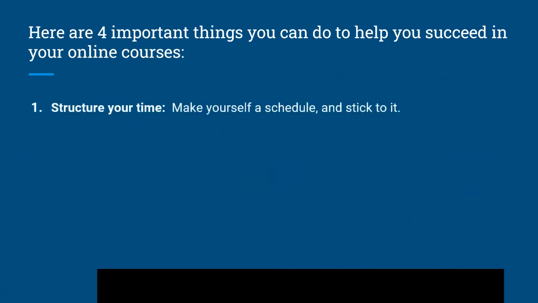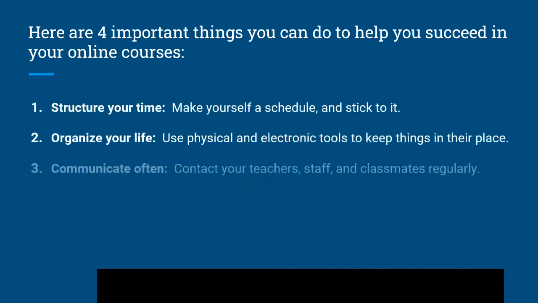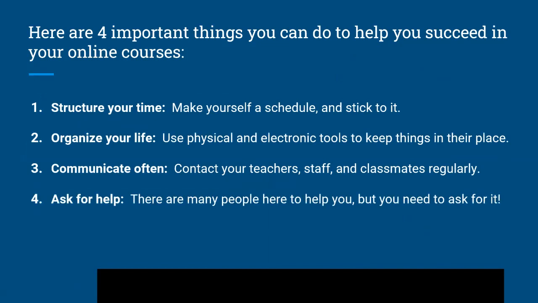And talking about summarizing points, we start with an introductory summary of some of the important things to remember. So this is kind of like a mini outline for this section of slides. I'm going to talk about structuring time, organizing my life, communicating often, asking for help. So I'm giving the audience a sneak preview, a little bit like a table of contents about what these next slides are about. But I'm keeping it short. You know, I don't have 10 points here, I have 4 points. So it's easy for the audience to keep track of what we're going to discuss.